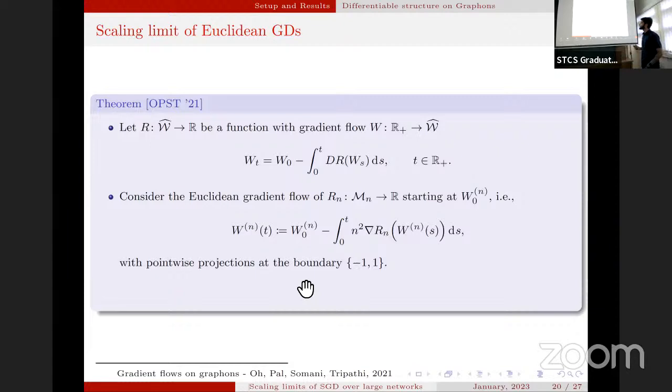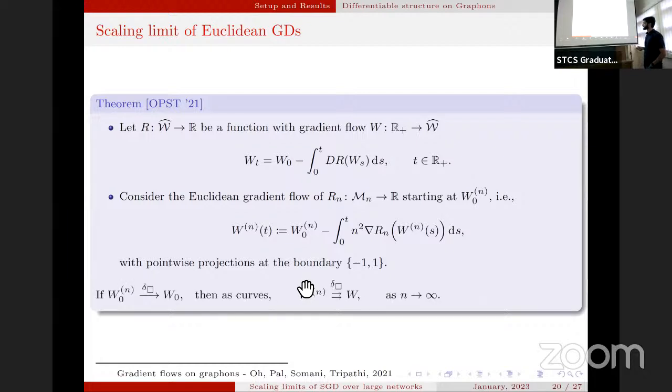But now let's try to approximate it, or try to mimic this gradient flow. What we can do at best is try to run our Euclidean gradient descent algorithms. But for now, let's take it close. On every R_n, it takes a matrix and returns a real number, and it starts at W_n^0, an n-by-n matrix here, the graphon version of it. And the gradient flow will essentially look like W_n(t). It follows a negative Euclidean gradient, up to a pointwise projection that we want to enforce.